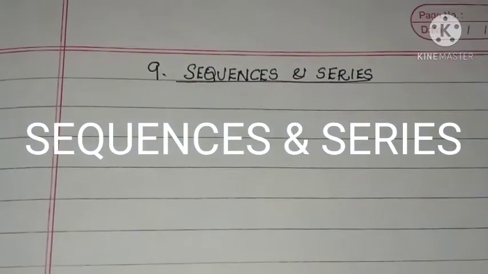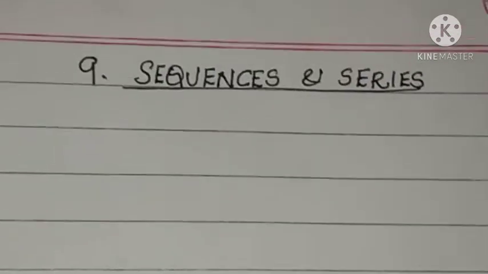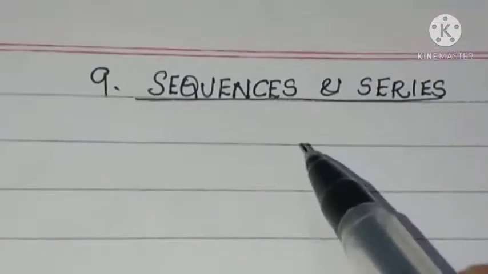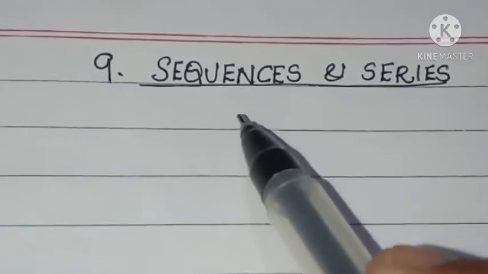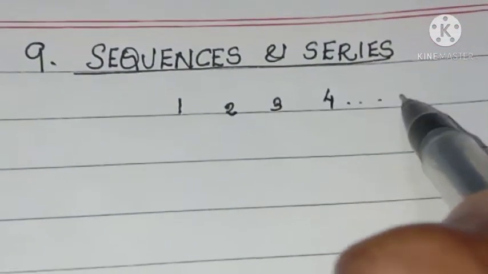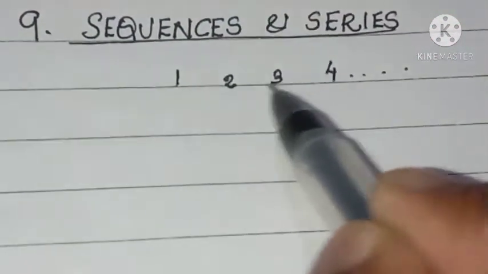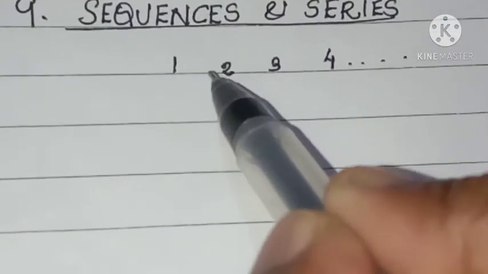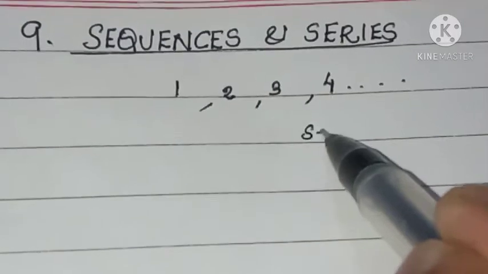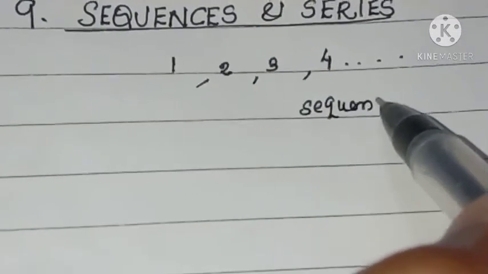Good morning to all. Today we are going to discuss a new chapter, chapter number 9, sequences and series. Let's start. Suppose we have numbers 1, 2, 3, 4, etc. We know that these numbers are natural numbers. If we separate these numbers by commas, then this is a sequence.